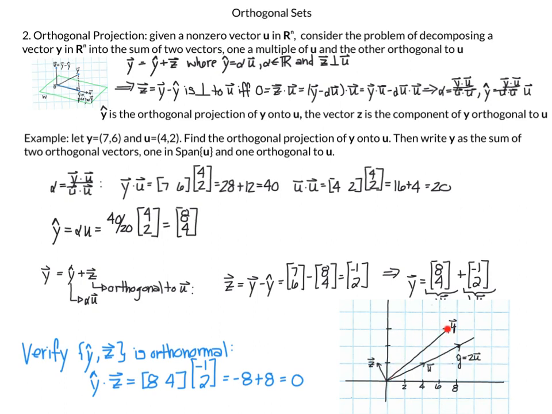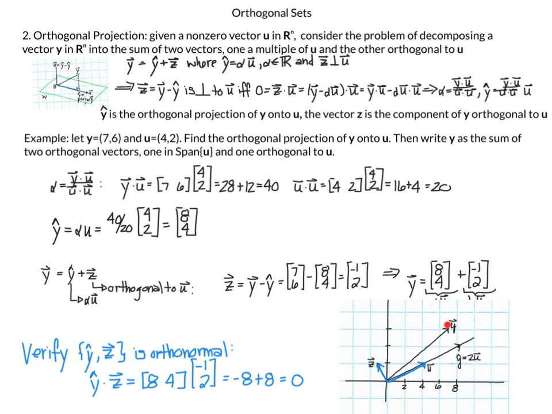So I graphed it here. This is my vector y. And I wanted y to be broken up as a linear combination of u and another vector that's perpendicular to u. That vector perpendicular to u is z. So in other words, I want to use u and z as a basis. And we know it's a basis because we designed z to be orthogonal to u, and orthogonal vectors are linearly independent, and there are two vectors, and we're in R2. So this is a basis.